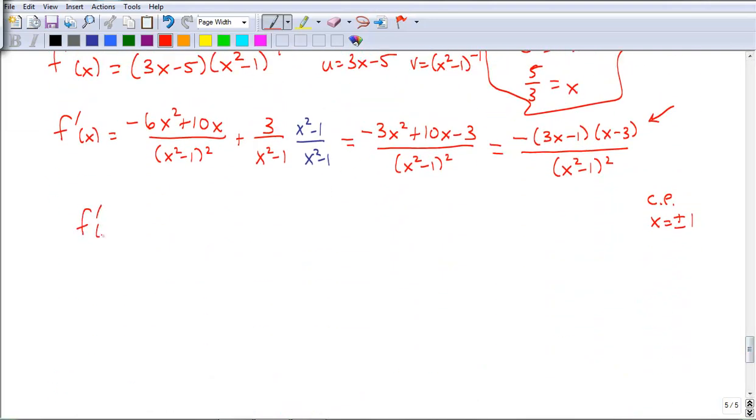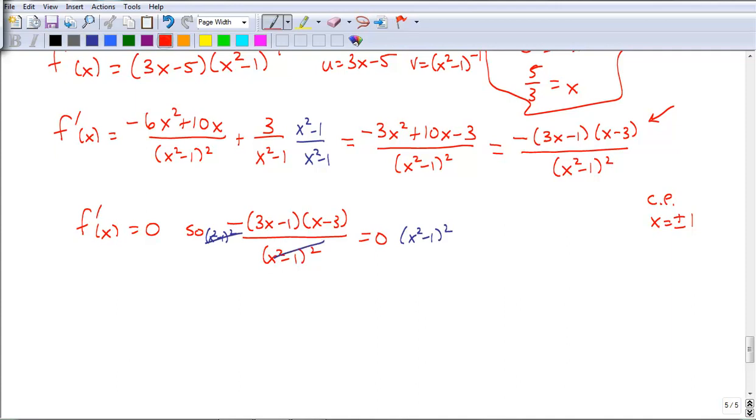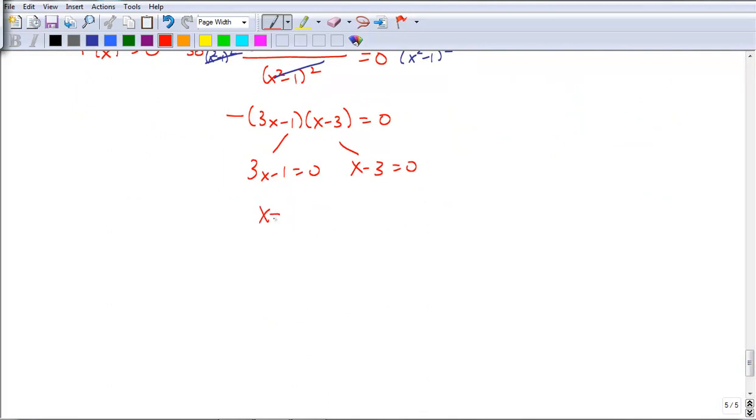The other critical points I find by setting the first derivative equal to 0. So I have (negative 3x minus 1) times (x minus 3) over (x squared minus 1) squared equals 0. Again, we can clear the denominator by multiplying both sides by (x squared minus 1) squared. And I get (negative 3x minus 1) times (x minus 3) equals 0. So 3x minus 1 is 0, or x minus 3 is 0. And so the last two critical points I get are 1/3 and 3.